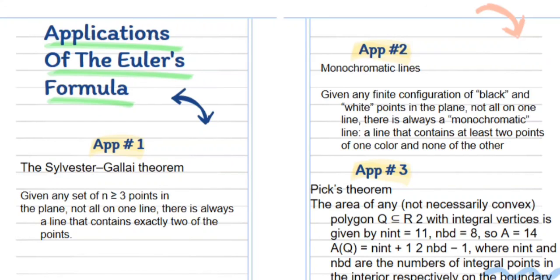For Pick's theorem, basically to dumb it down, every polygon can be triangulated using the n lattice points in the interior, and all the nb lattice points on the boundary of Q. This isn't quite obvious, but when you triangulate, it is. And that is how there is a proof for Pick's theorem also.